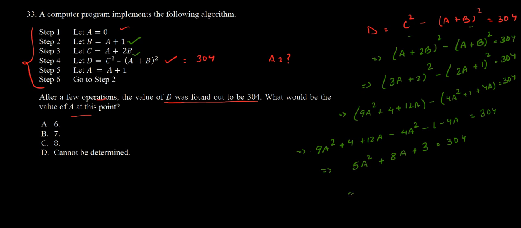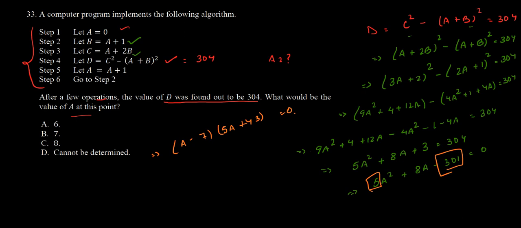So subtracting 304 from both sides, we have 5A squared plus 8A minus 301, which is equal to 0. Now simplifying this, it will be (A minus 7)(5A plus 43), which is equal to 0. How we can do this is, we can multiply 301 by 5 and then find the LCM of that element and try to calculate 8 from the values of that LCM.